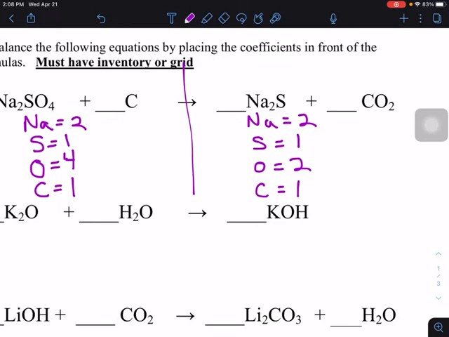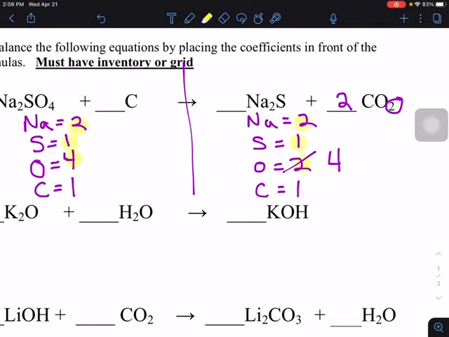Let's see how we have them here. Sodium is 2 and 2, that's balanced. Sulfur is 1 and 1, that's balanced. Oxygen is 4 and 2, that is not balanced. So let's balance the oxygen on the right by adding a 2 coefficient. 2 times the 2 subscript gives us the right number of oxygen, 4, balancing with 4 on the left.